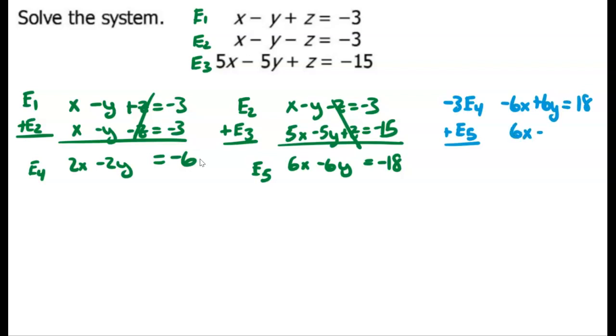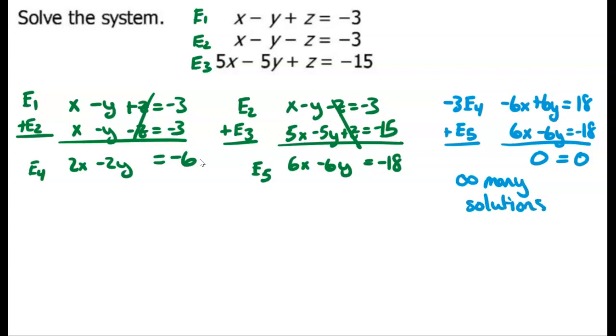And then equation 5 was 6x minus 6y equals negative 18. Now what happens is both x and y eliminate, and 18 minus 18 is 0. Notice that all the variables eliminated and that 0 does equal 0. Therefore, it's infinitely many solutions. Now, if you could just stop there, that's not too bad. But we need you to go ahead and explain what the infinitely many solutions would be.